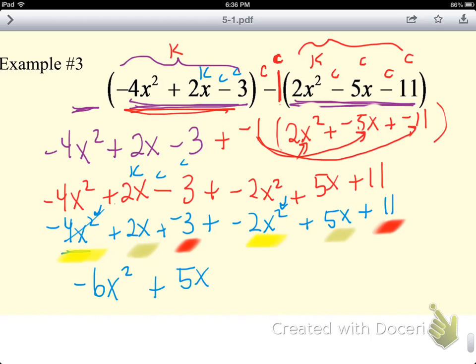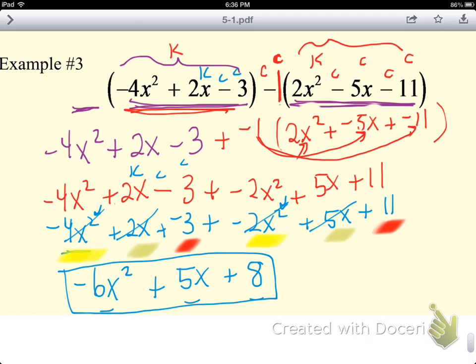Sometimes I like to cross them out as I finish them. Negative 3 plus 11 is positive 8. All right, and there are no terms to simplify. They're all unlike terms, so that is as far as we can go with that expression. That is as simplified as it gets.